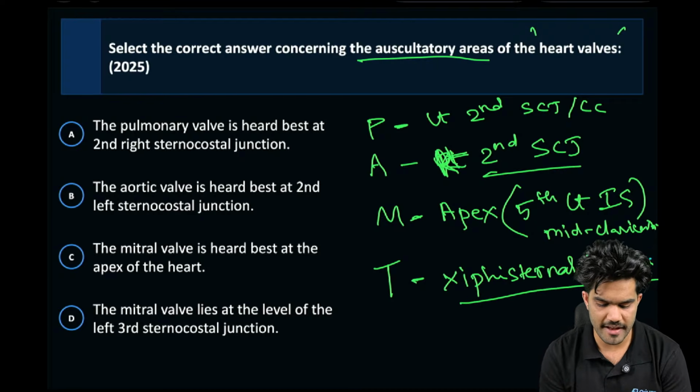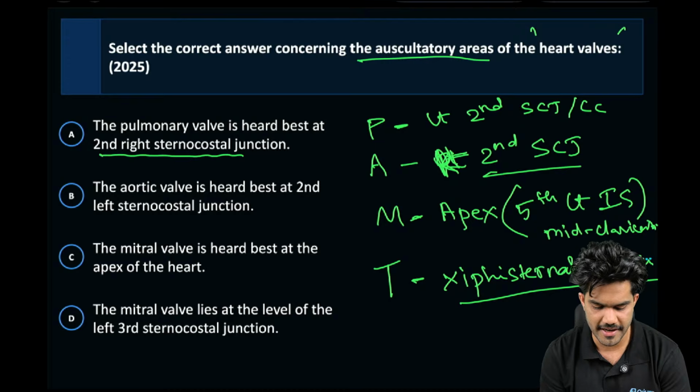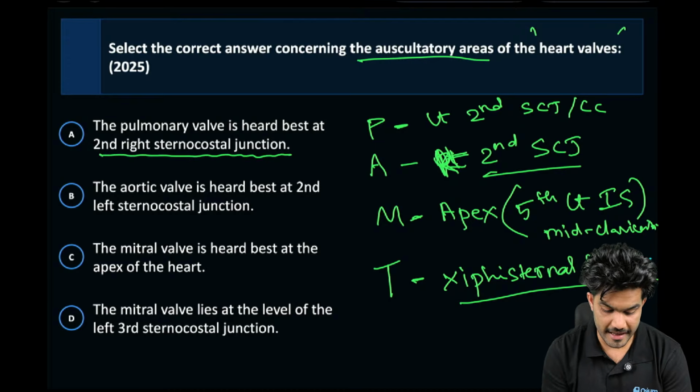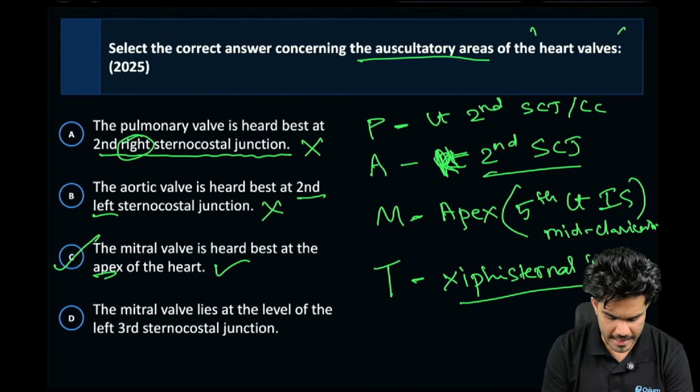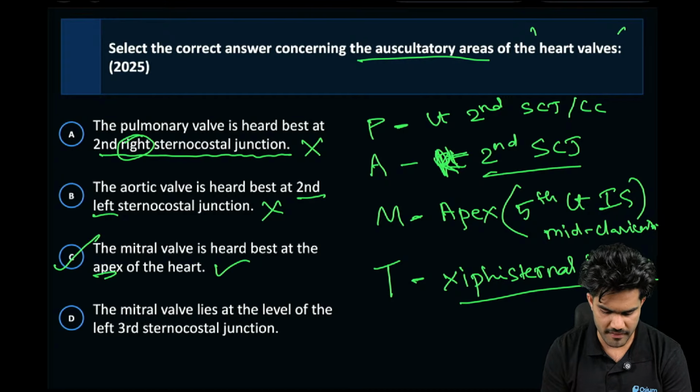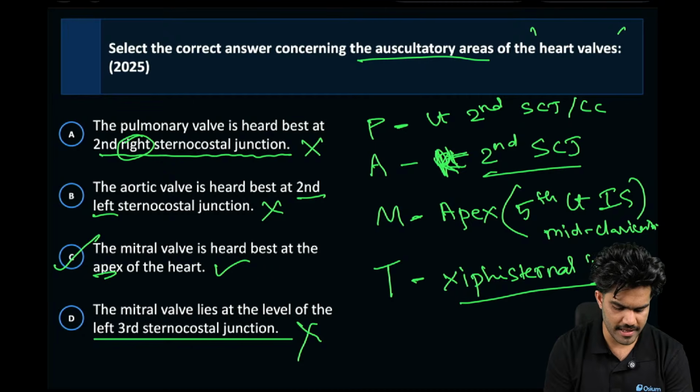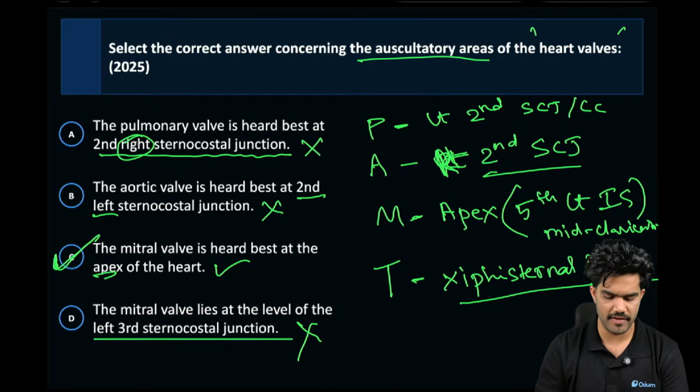Let's dive into the options. The pulmonary valve is best heard at second right. Is it right? No, it's left. The aortic valve is heard best at second left sternocostal. No. The mitral valve is heard best at the apex. Yes, it will be the answer. Let's see the next option D. The mitral valve lies at the level of left third sternocostal junction. No, it's wrong. So the answer will be C.